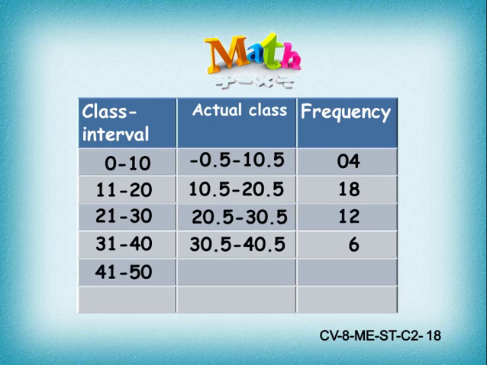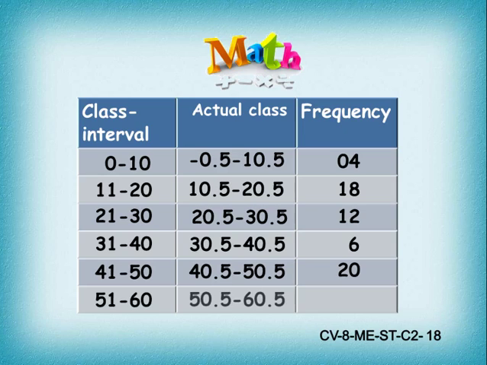41 to 50, yes, you are right. Subtract 0.5 from 41. Add 0.5 to the upper end, 50. You will get 40.5 to 50.5, and the frequency is 20. In the same way, for 51 to 60, you are right. You have already written it. 50.5 to 60.5, and it is 10.